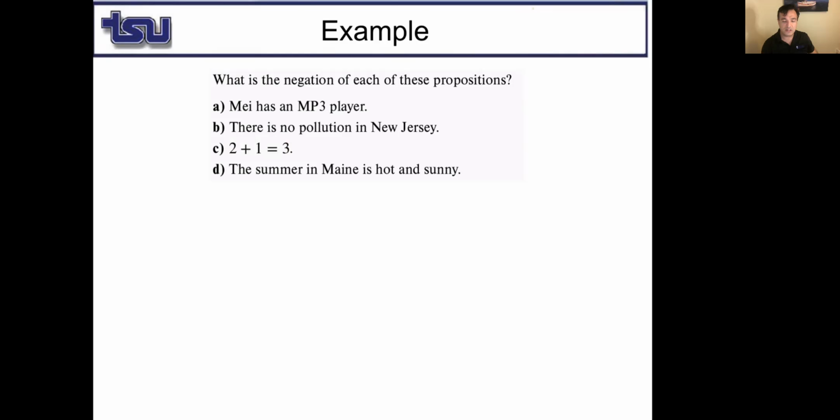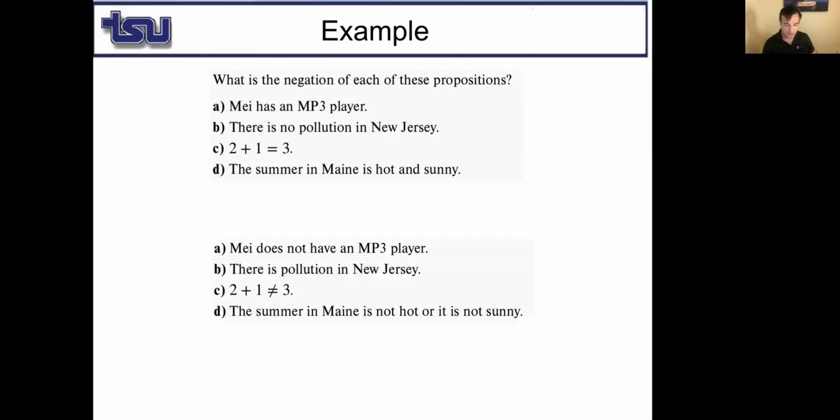The summer in Maine is hot and sunny. This is a little tricky, okay? First, these are all easy. Now, the summer in Maine is not hot, okay? And here, this "and" becomes "or", and sunny becomes it is not sunny. So I will talk about this a little bit later when we take the inverse.